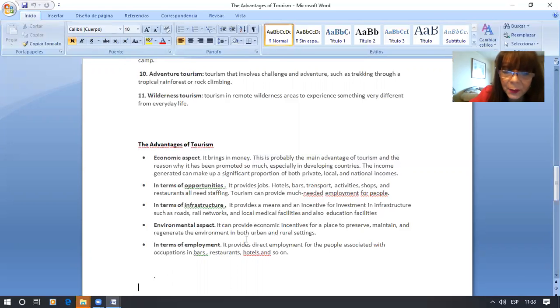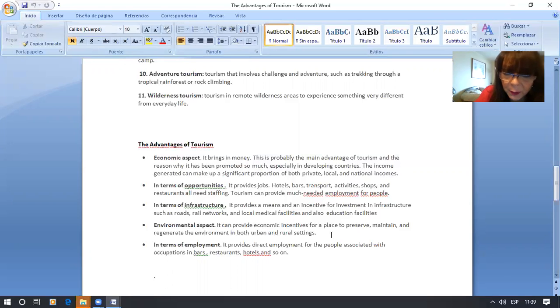And in terms of the environmental aspect, it can provide economic incentives for a place to preserve. This is an advantage, to preserve, maintain, and regenerate the environment. Because if we don't preserve or maintain these places, maybe we can have very difficult situations, or lots of problems, in the future in terms of the environment.